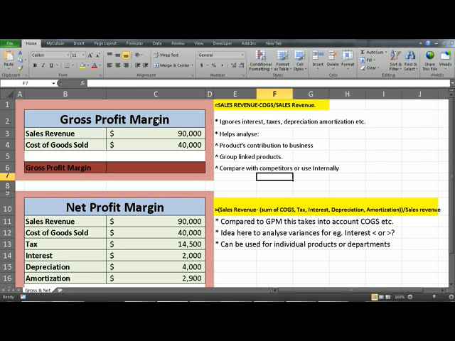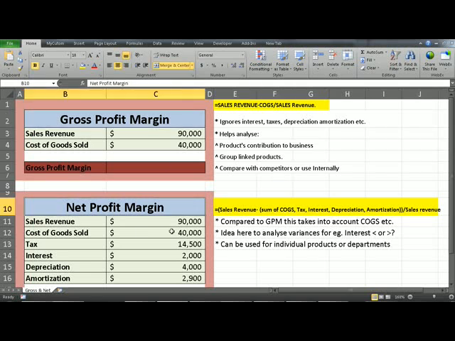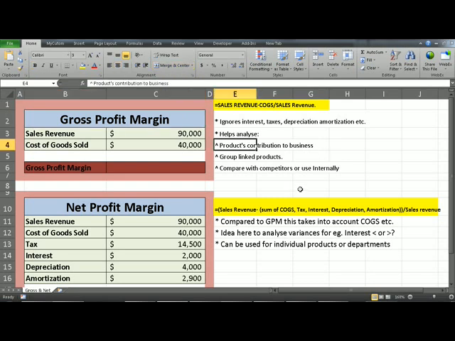In this video, we'll be looking at gross profit margin and net profit margin. Gross profit margin. So the first question is, why would you want to calculate gross profit margin? Generally speaking, the idea here is to understand a company's product's contribution to its business. So how much the company is spending on cost of goods sold to generate revenue.